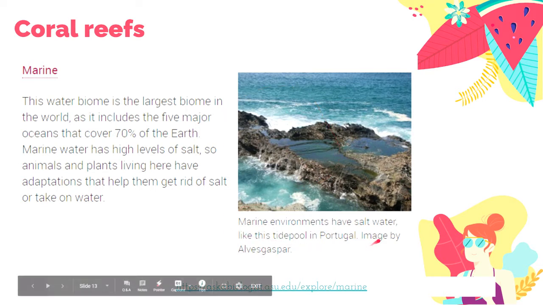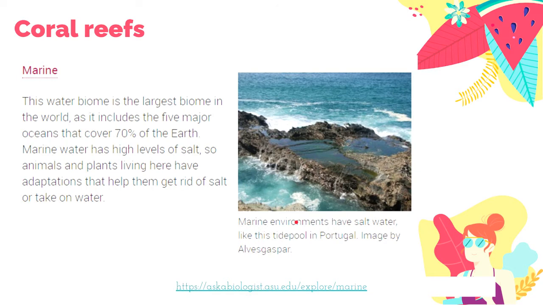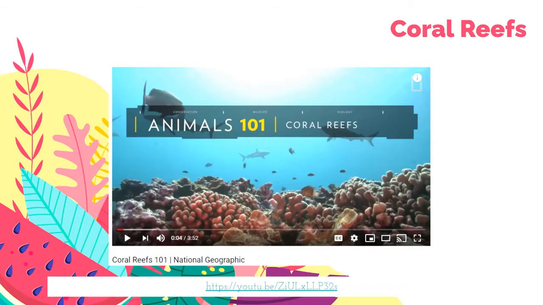So we have here a photo of a tide pool in Portugal. So this is an example of a marine environment. I'll provide the link to Ask a Biologist in the description below. I also recommend that you watch this video, Coral Reefs 101 from National Geographic, again linked in the description below.